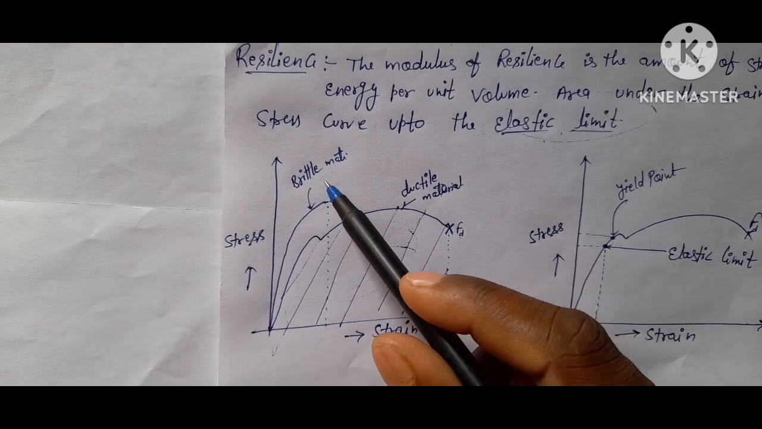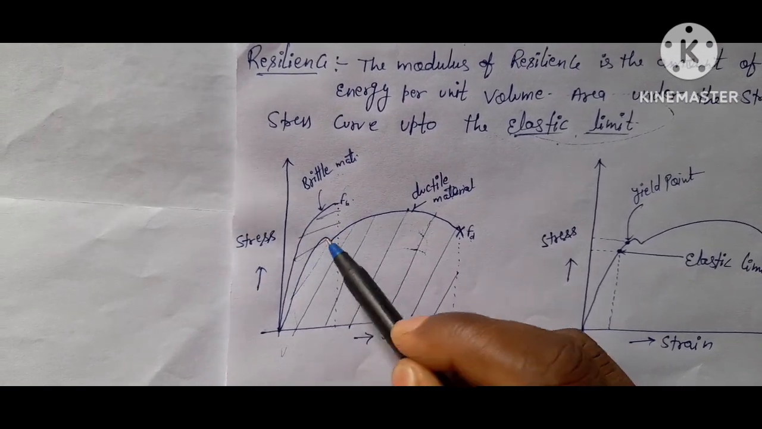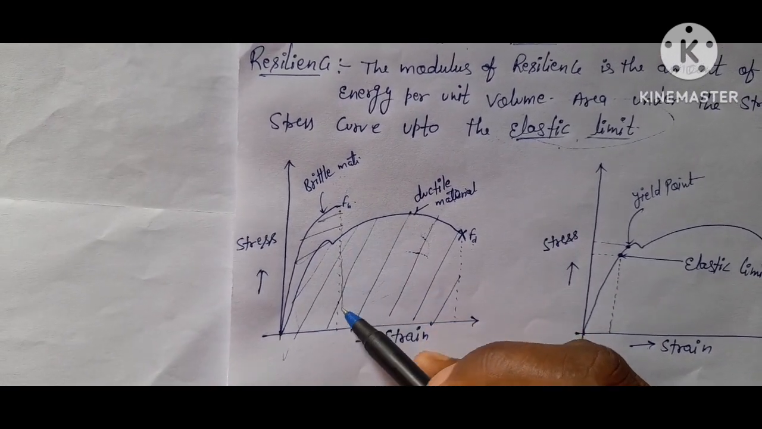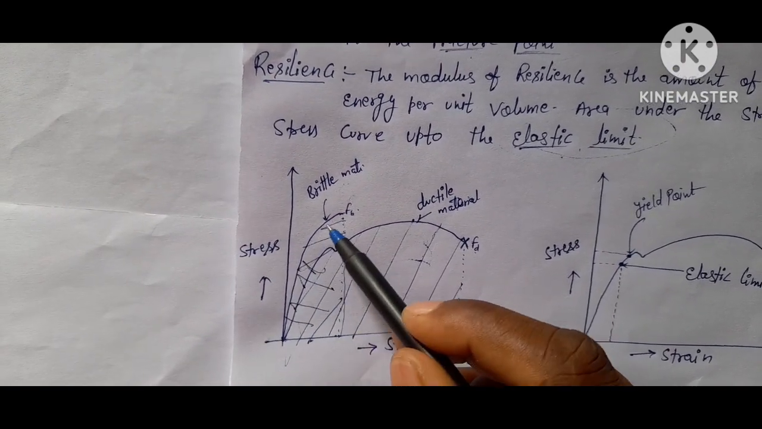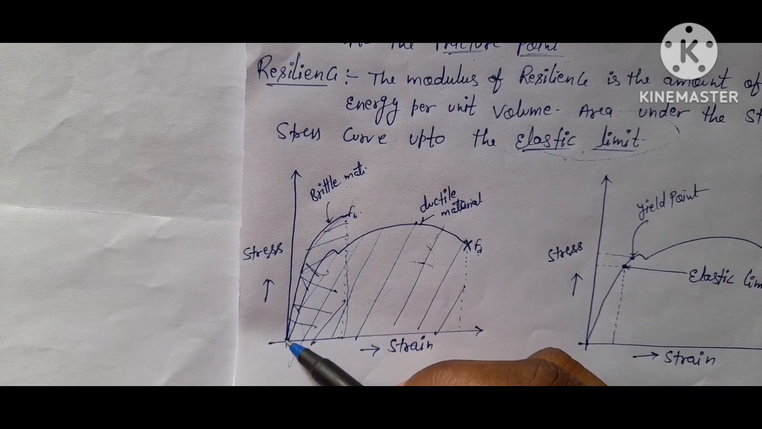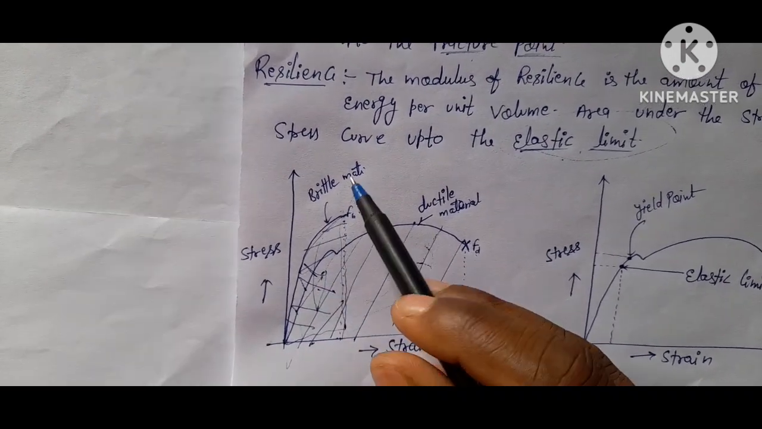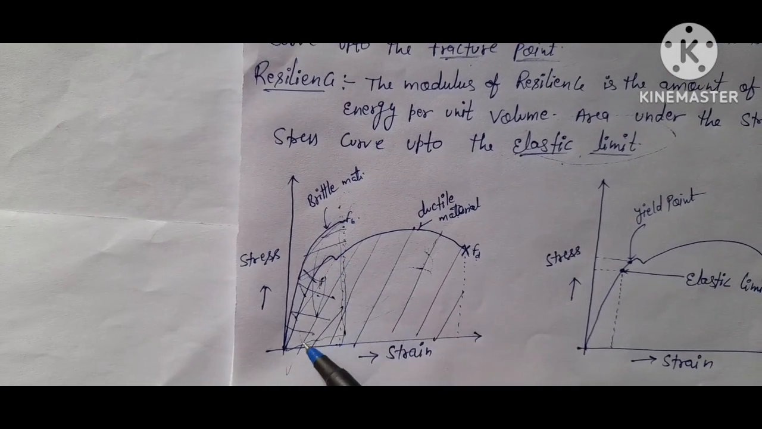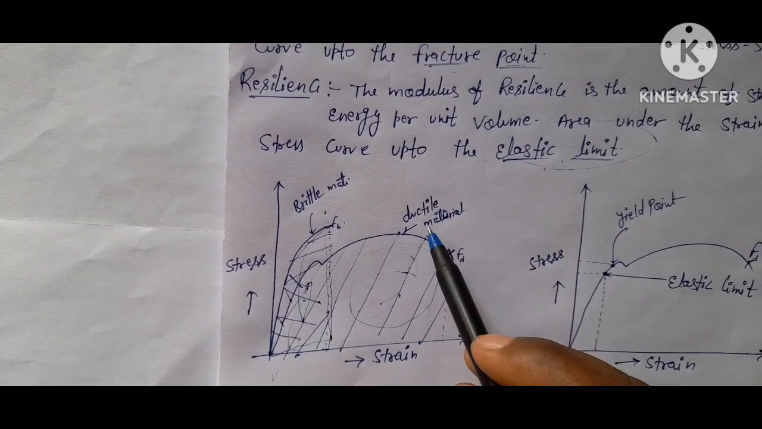But in the brittle material, this area up to this fracture point is also known as toughness for the brittle material, and this larger area is known as toughness for the ductile material.